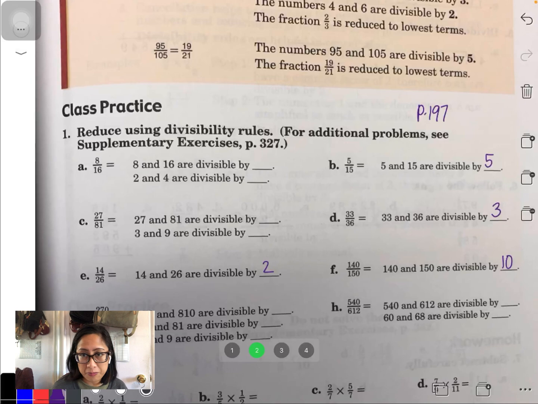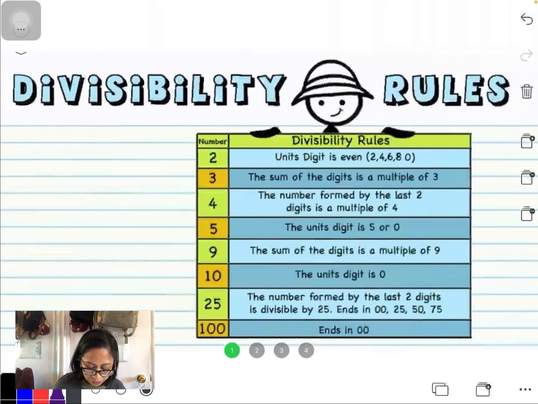But the main point is I really want you to understand when these divisibility rules can be used. And we'll go over that at our Zoom meeting too. Like I said, some things are better to explain in person, even though we're on Zoom. Some things are better explained live, if that makes more sense.